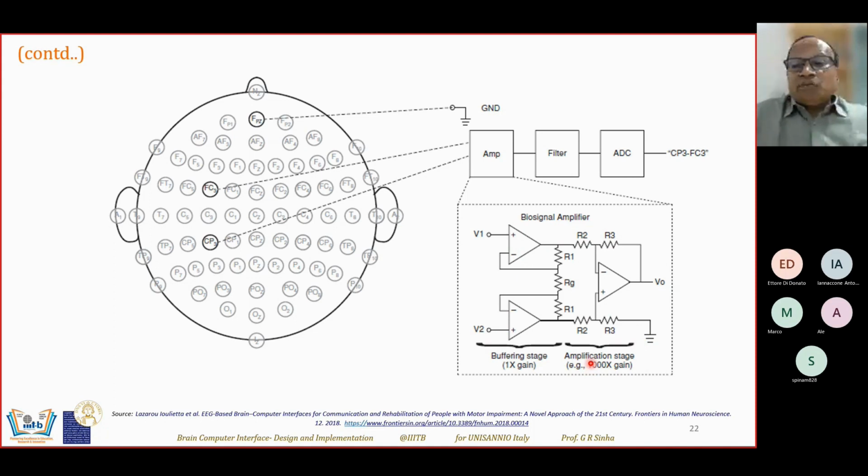Because see, if your signal is in few millivolts, it's very difficult to quantify and for the ADC to work. So that digital equivalent signal for further analysis and feature extraction becomes very weak. So we need to actually amplify.